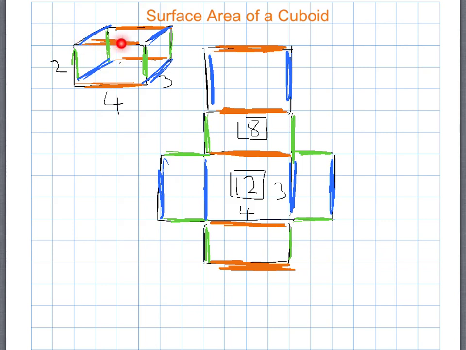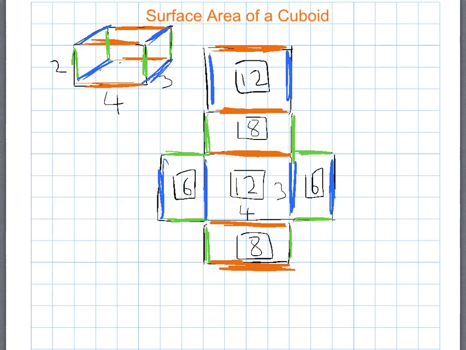If I now want to look at the area of this top face here, which is 4 by 3, I'm going to multiply those together to give me 12. I now want to look at this face here, which is 4 by 2, so my area there is going to be 8. And when I finally look at the right face here, which is 3 by 2, it gives me an area of 6. And obviously, if my right face was 6, my left face, which is also 2 by 3, is also going to be 6. So I now have the area of every face.